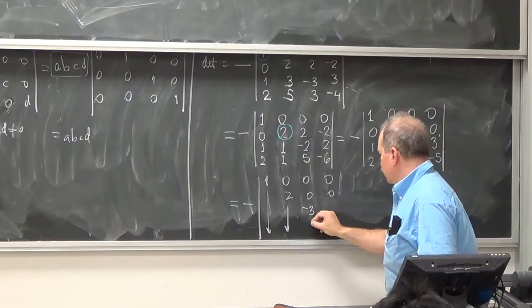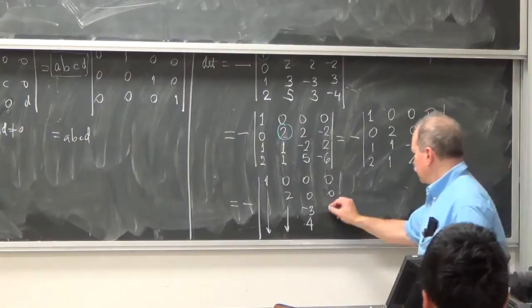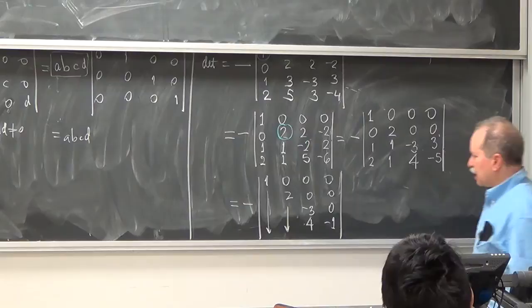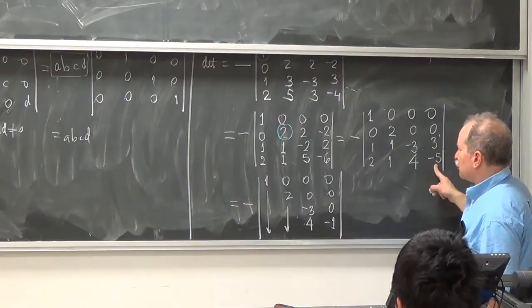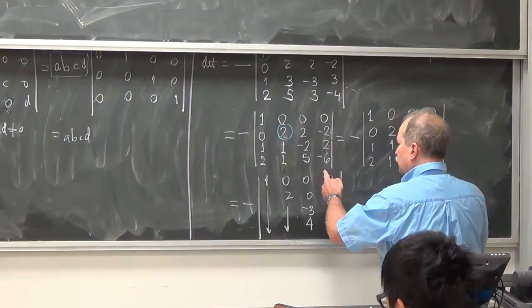-3, 4. And then, what's the last column? 0, -1. 0, -1. Shouldn't that -5 in the lower right-hand corner be a -2? I just listened to what you guys told me. What do I know? Why? I added this column to this column. Okay, all right. I thought you added the third to the fourth. No, we always use the pivot, remember?